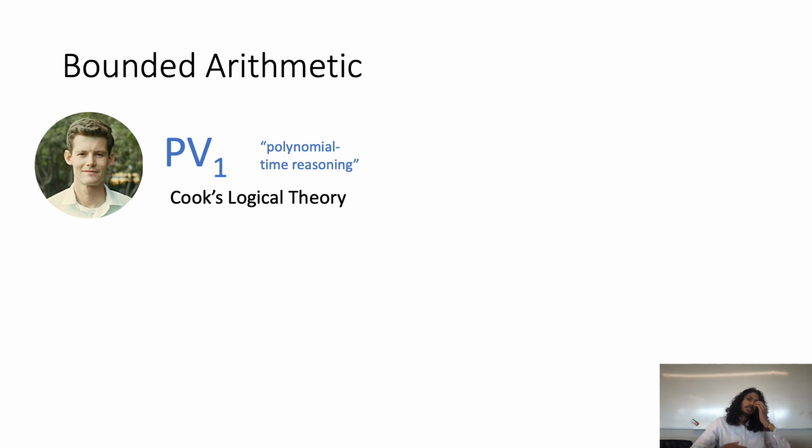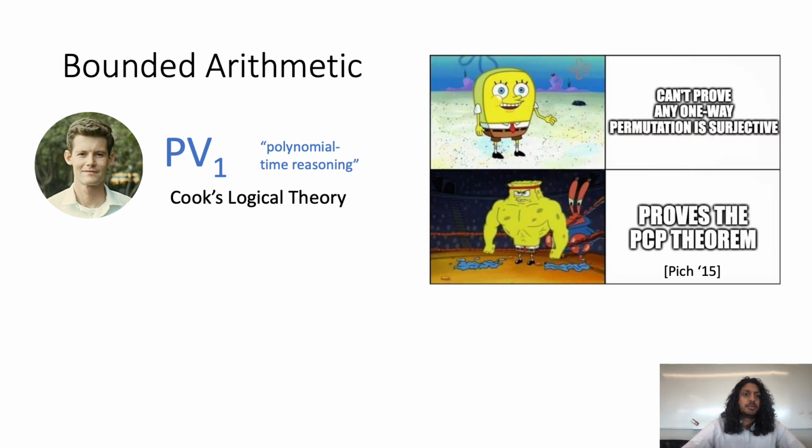I'm not going to say too much about what PV1 is and what the axioms it has are, but I wanted to give you some very brief flavor of what PV1 is. On the one hand, it's relatively weak in that it can't, for example, prove that any one-way permutation is surjective. And if you look at some of the candidate one-way permutations, these are often things that are very easy to see are surjective, but somehow it's hard to prove using PV1. So that gives you some indication that maybe this proof system is relatively weak.